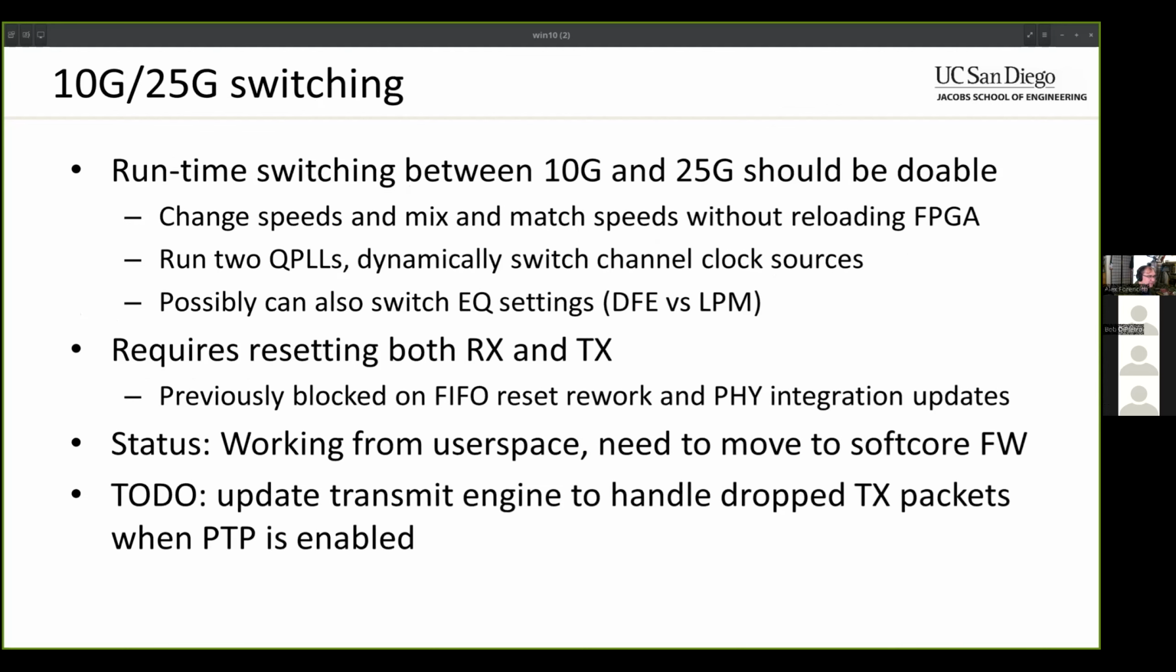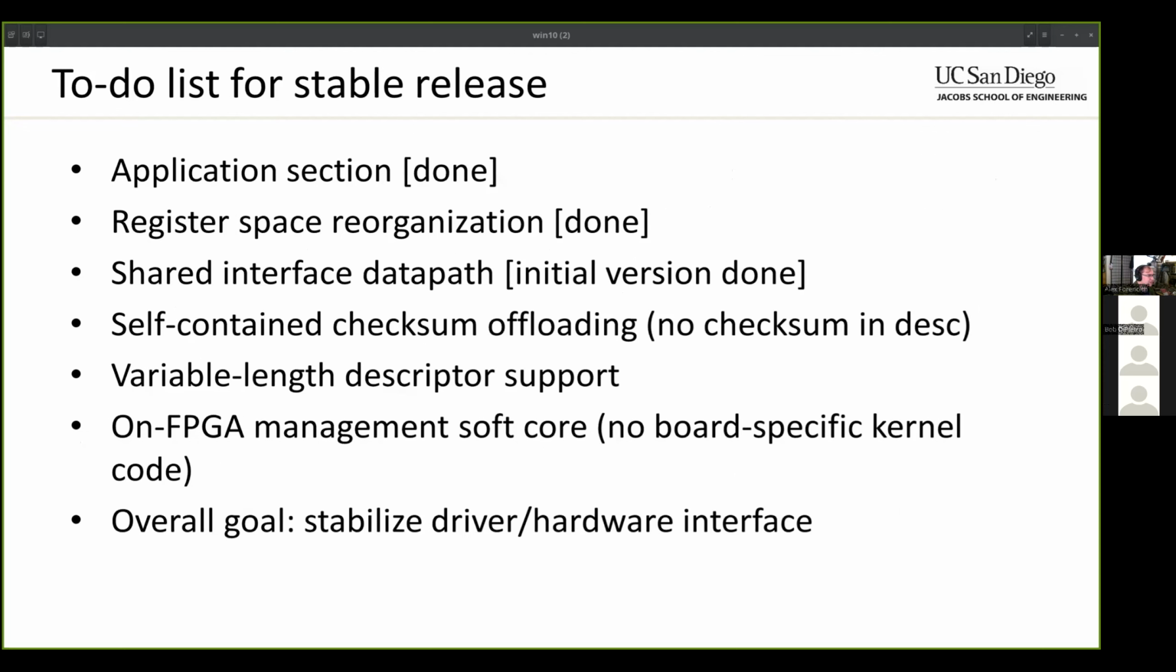Yeah, and then we have 10G/25G switching. Like I said, this is working in hardware using user space software to control it. But we need to move this to the softcore firmware. So this is blocked on getting the softcore operational. And then going back, finally, to the to-do list for the stable release.